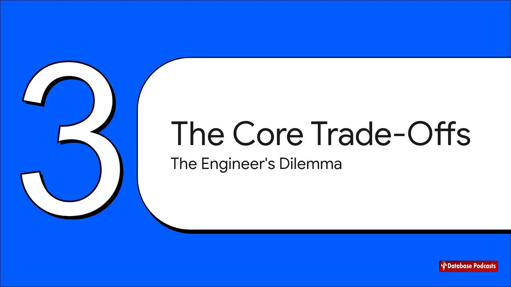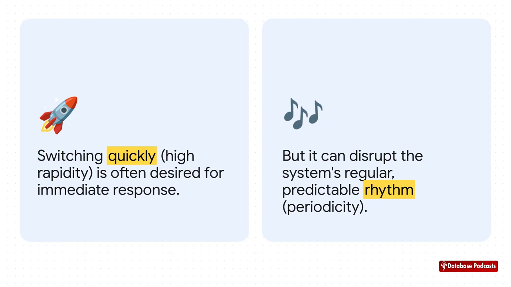But here's the thing, there's always a catch, right? You can't just pick one without giving something up. This is the classic engineer's dilemma. You're forced to balance goals that are totally in conflict with each other. And here's the first big one, speed versus rhythm, or in engineering speak, rapidity versus periodicity. I mean, of course you want the system to switch fast. That's high rapidity. But if you switch too abruptly, you can completely throw off the system's regular, predictable heartbeat, that timing that keeps everything running smoothly.